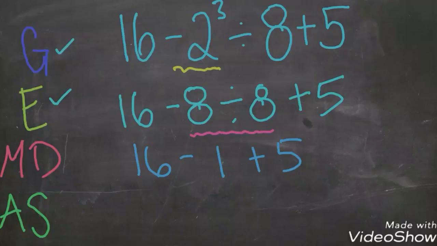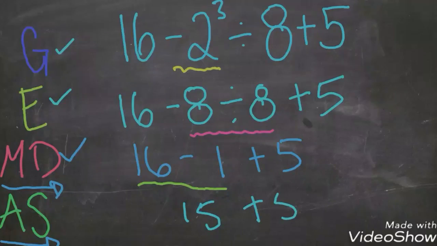Then we have to remember, adding and subtracting go from left to right. We don't always add before we subtract. So we're going to start on the left. So the first thing we see is 16 minus 1. There's that arrow that tells us from left to right. So that means that we're going to start on the left of the problem. 16 minus 1, that gives us 15. We get 15 plus 5, so our final answer is 20.